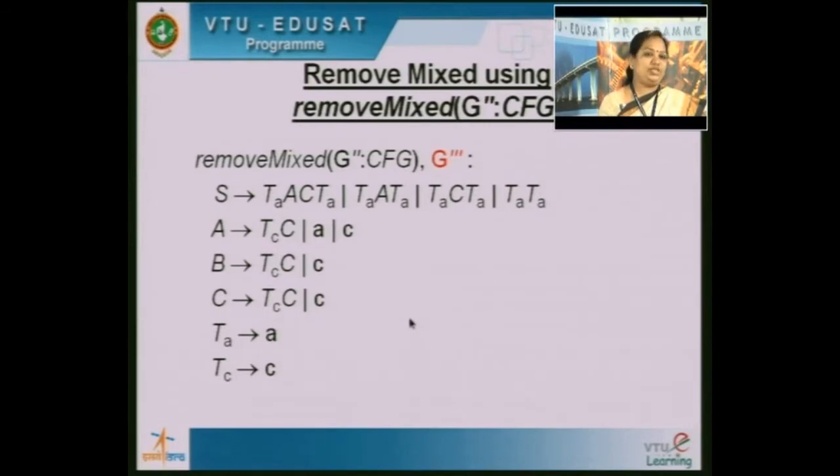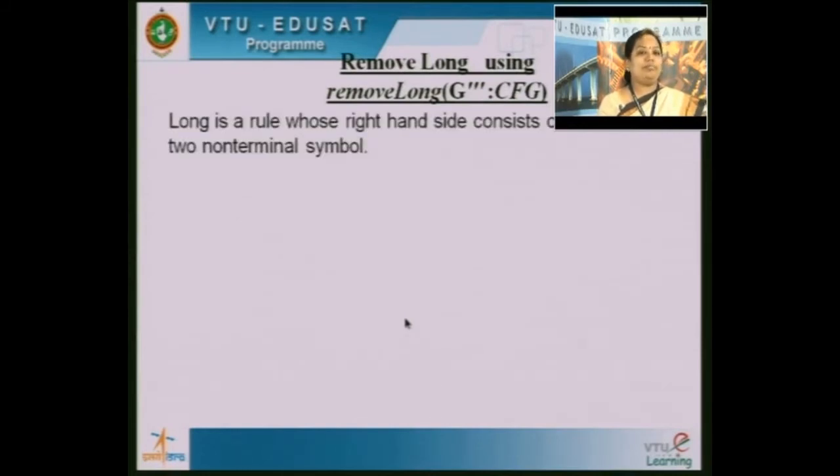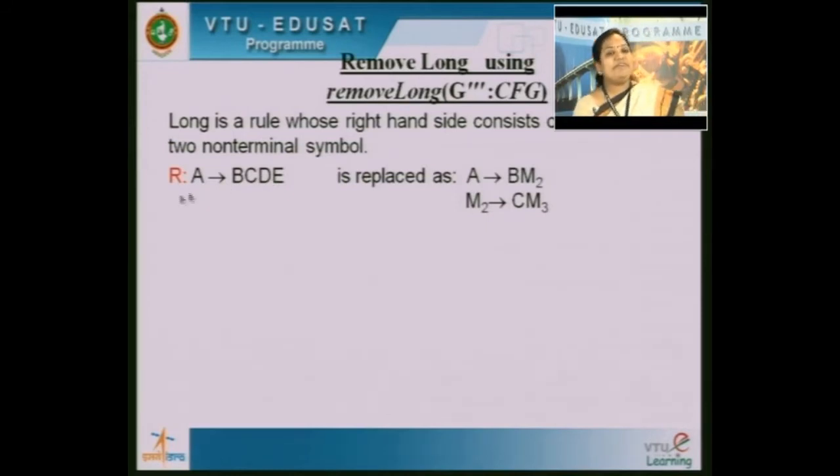Once we have substituted all the terminals with non-terminals, the fourth step is to remove long productions. What do you mean by long productions? Long is a rule whose RHS consists of more than two non-terminal symbols. For example, if I have a rule A tends to B, C, D, E, then this rule can be replaced as B as it is, and for C, D, E we take one more new non-terminal M2. What is M2? M2 consists of C, D, E, again three non-terminals.